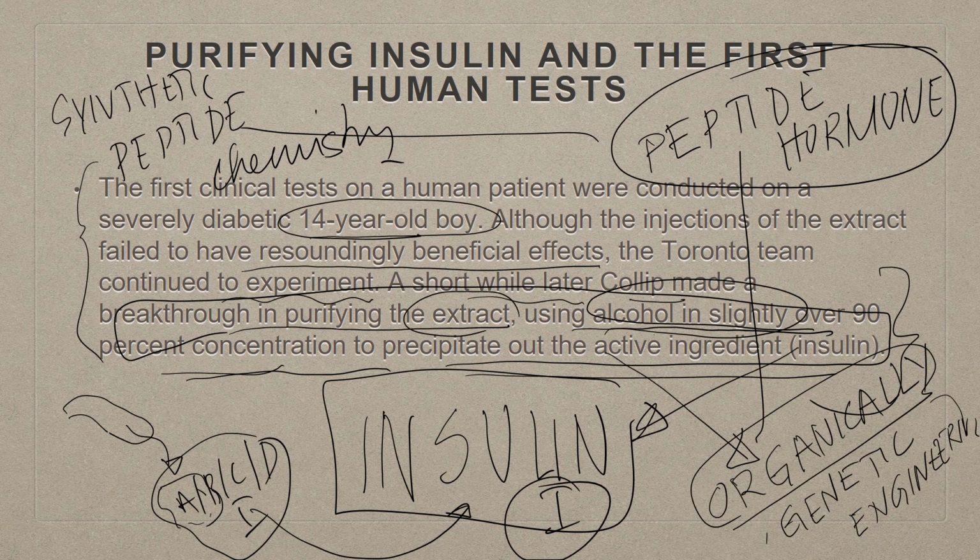There were some experiments where the first clinical test on a human patient was conducted on a severely diabetic 14-year-old boy. Although the injection of extract failed to have a resoundingly beneficial effect, the Toronto team continued the experiment. A short while later, Collip made a breakthrough in purifying the extract using alcohol, slightly over 90% concentration, to precipitate out the active ingredient of insulin. This active ingredient is insulin.